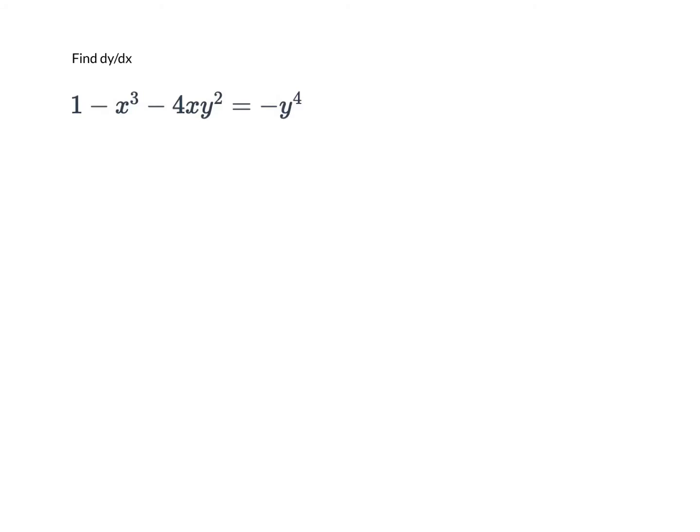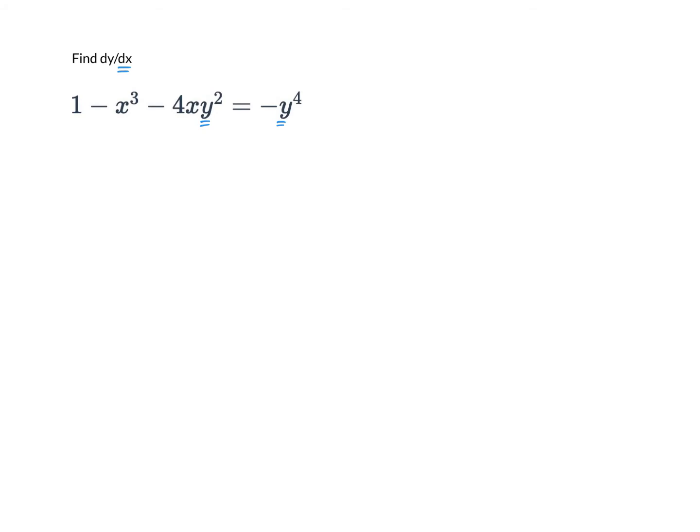To find dy/dx of this problem, we have to use implicit differentiation because you cannot solve for y. When we have two y's in an equation, like a y squared and a y to the fourth, it's going to be really difficult, if not impossible, to get y by itself, especially in a form where we can take a derivative. So instead, we're going to use implicit differentiation, and that just means we're going to take the derivative of everything all at once, of x's and y's, and we're doing it with respect to x.